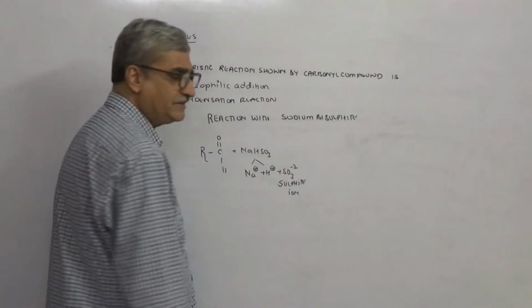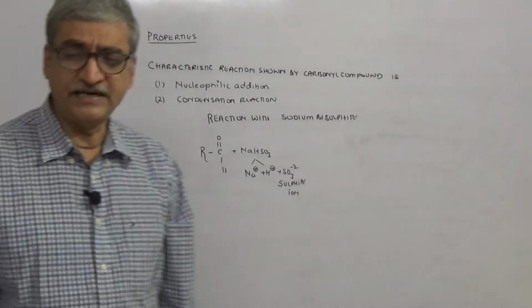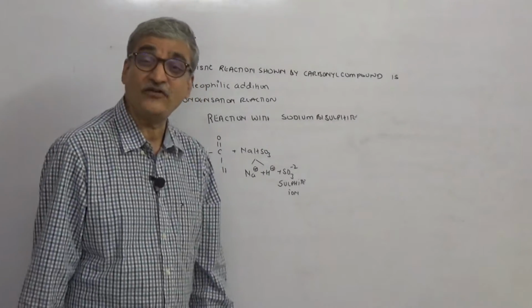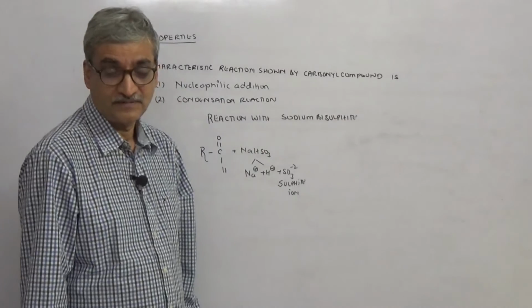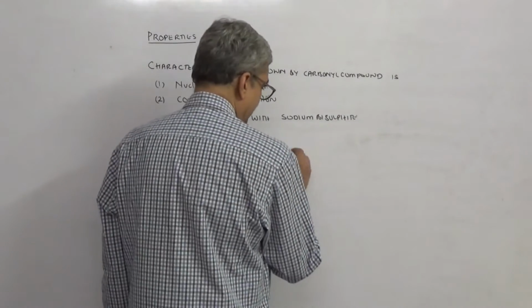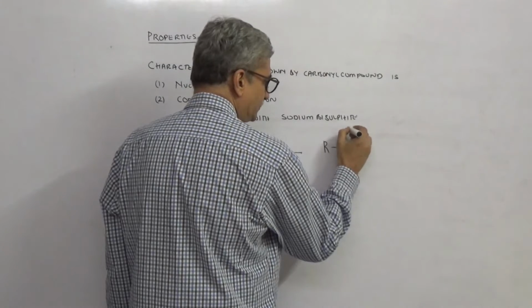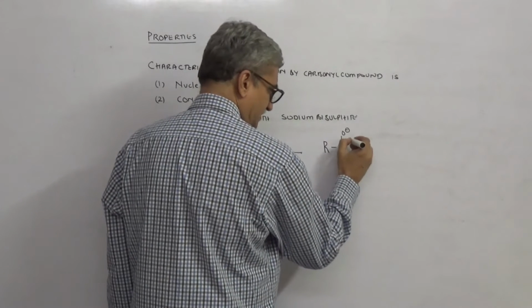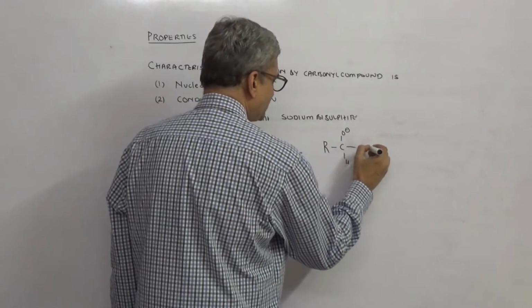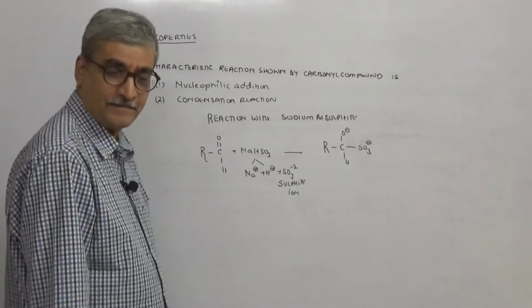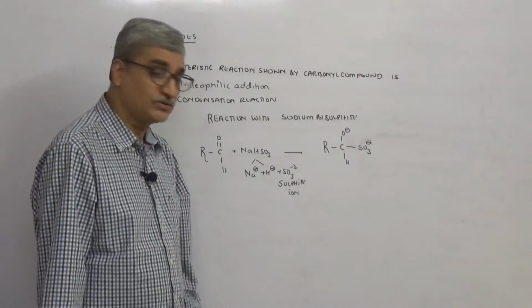So remember, this is the MCQ that they are asking. In the addition of sodium bisulfite, the nucleophile is sulfite ion. And what happens? So R, C, O minus, H, and this is SO3 minus. This is how it happens. They will say, sir, why is it SO3 minus?